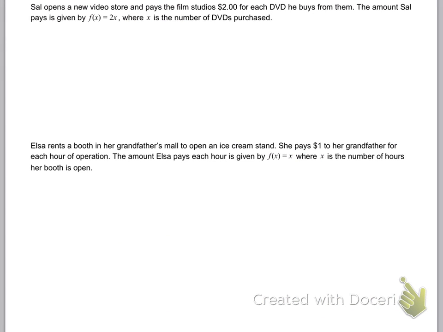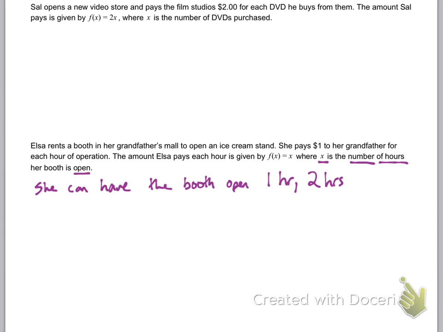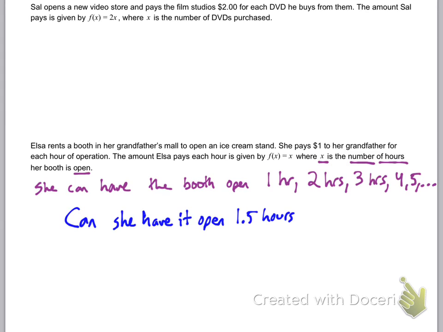Now, Elsa rents a booth in her grandfather's mall to open an ice cream stand. She pays $1 to her grandfather for each hour of operation. The amount Elsa pays each hour is given by f of x equals x, where x is the number of hours her booth is open. Here, the domain is the number of hours her booth is open. So she could have her booth open 1 hour. That makes sense. She could have it open 2 hours instead. She could have it open 3 hours or 4 hours or 5 hours. But the question we want to ask is, can she have it open for an in-between number? For example, 1.5 hours. Well, could she?